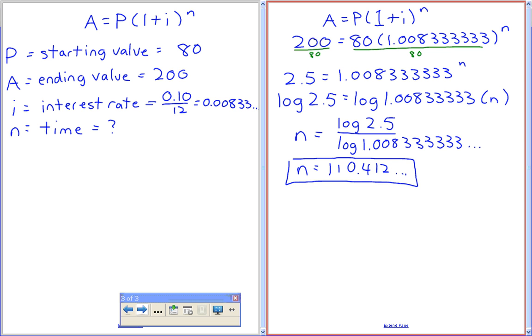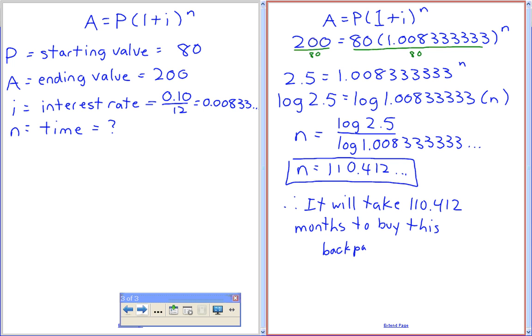So say there, therefore, it will take 110.412 months to buy this back. Cody said it's going to take 9.201 years. That does take a long time.